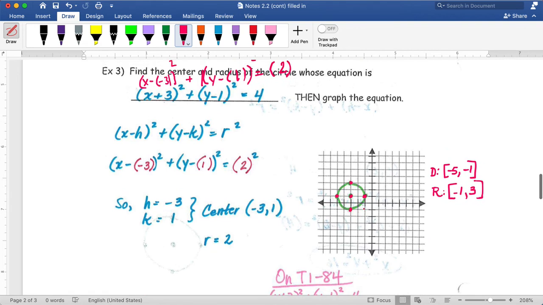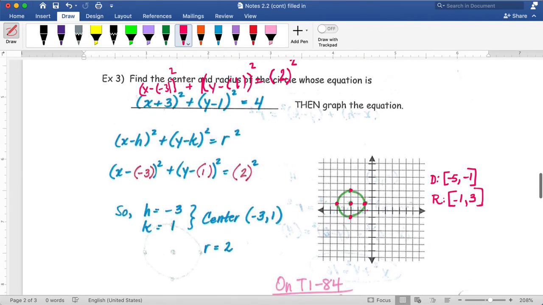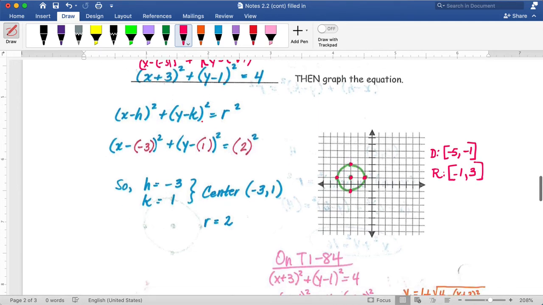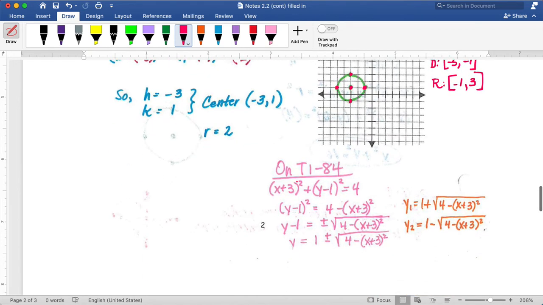Okay, so it's farthest left, farthest right. Now on the TI-84, I could take this equation and solve it for y. Now, you might think, oh my gosh, that's so difficult. It's really not that difficult. Let's look at the steps.